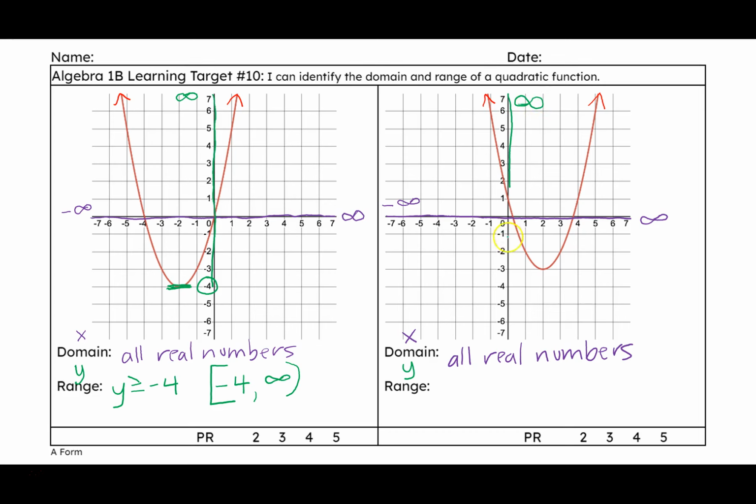And we do, however, have a bottom. It looks like this one bottoms out at -3. So that's the minimum value. That parabola is not going to turn around and go any lower than that. It's always going to be higher than that. So my y values can be greater than or equal to -3.